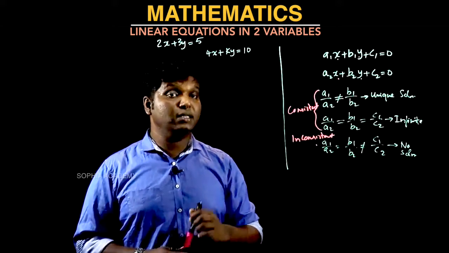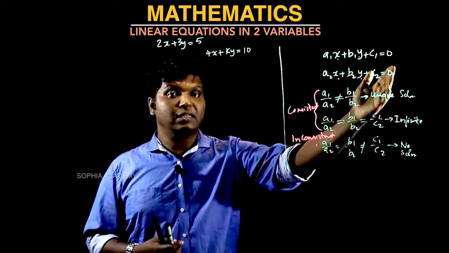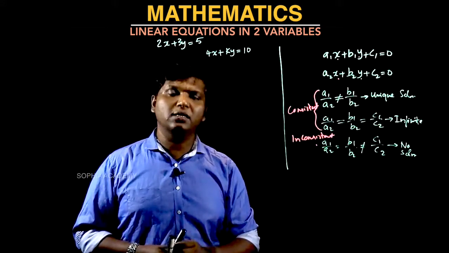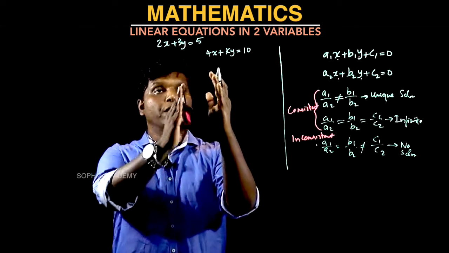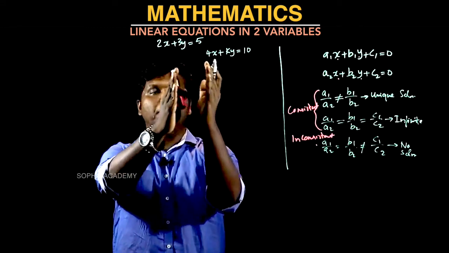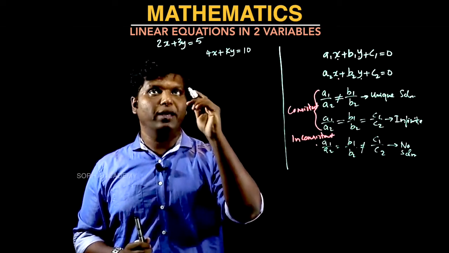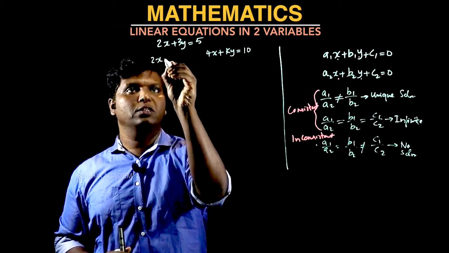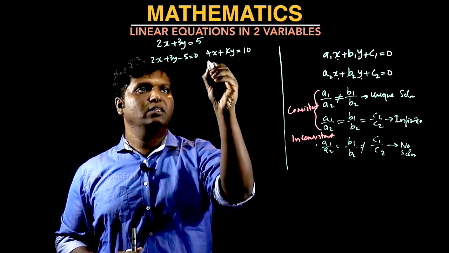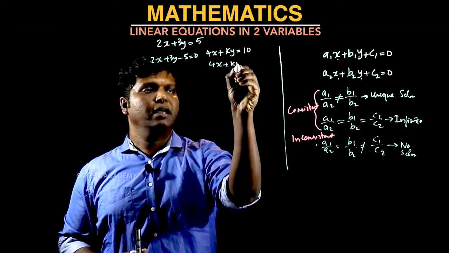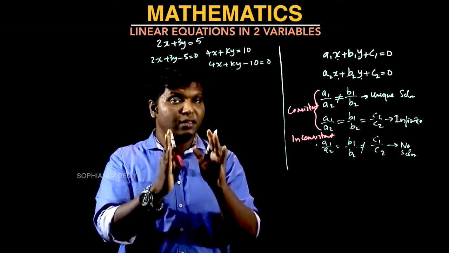Here I told you what is the general form of a linear equation. The right side should be 0. Tell me, is the right side 0 here? No. So first of all, you bring these equations to the general form. You take the number and put it on the LHS part, so that the RHS automatically becomes 0. So it will become 2x plus 3y minus 5 is equal to 0, and here 4x plus ky minus 10 is equal to 0. Now these two equations are in the general form.